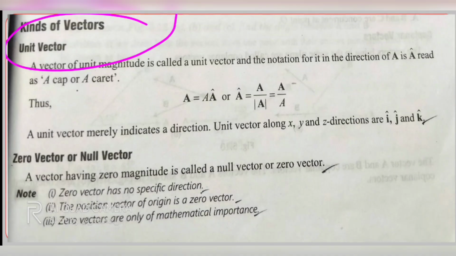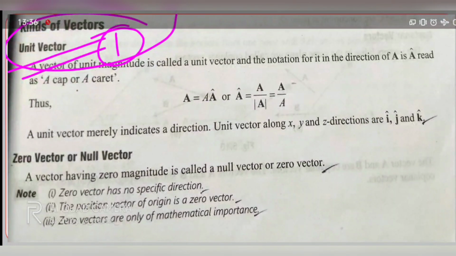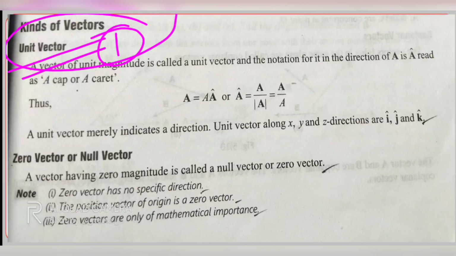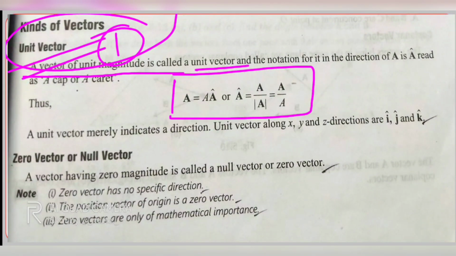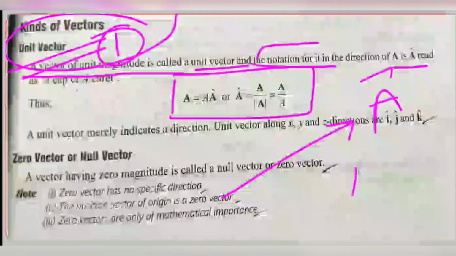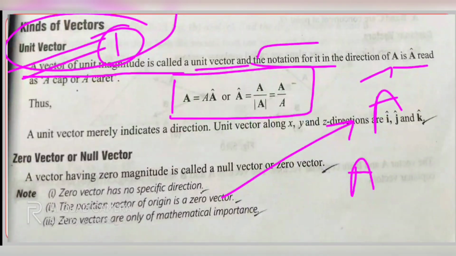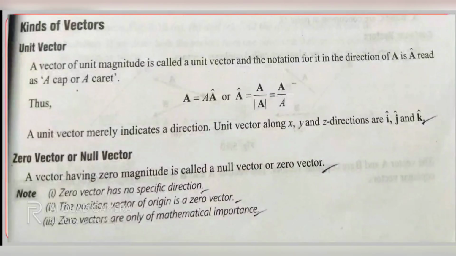Now we come to the kinds of vectors. The first is the unit vector. A vector of unit magnitude is called a unit vector. Like this we denote it in notation for vector A. A single vector we'll note as this. This is the unit vector.